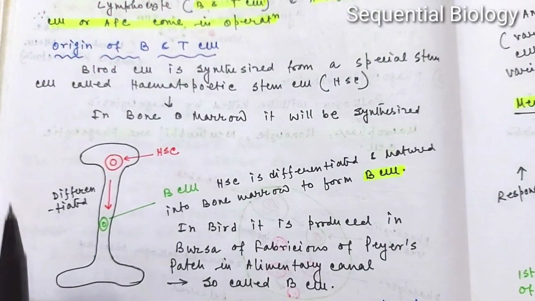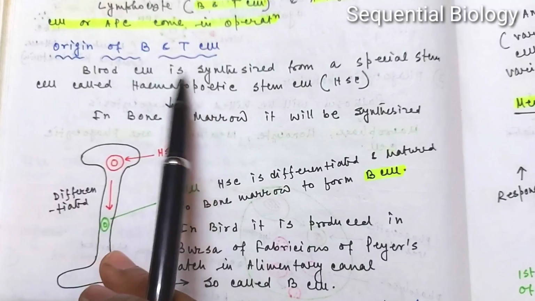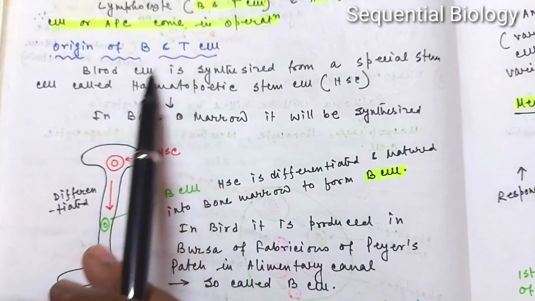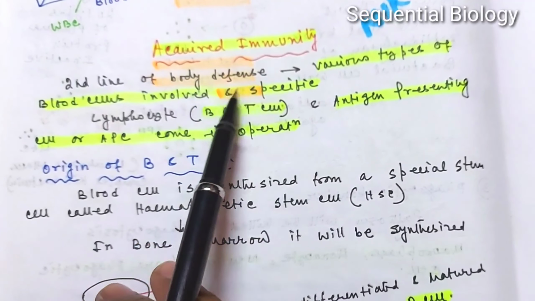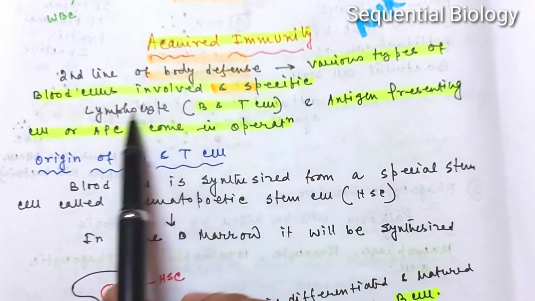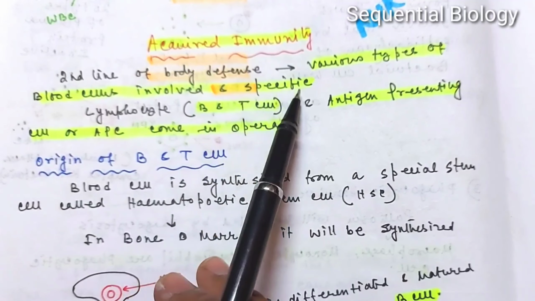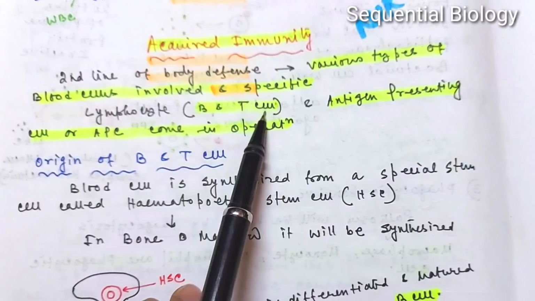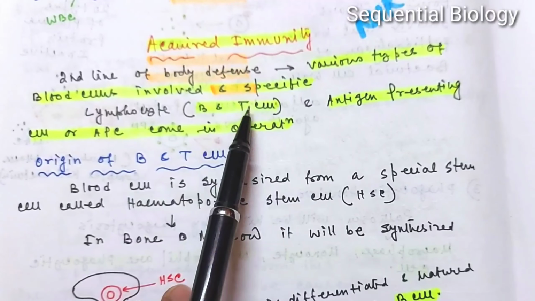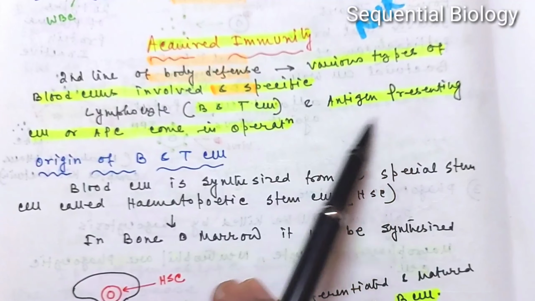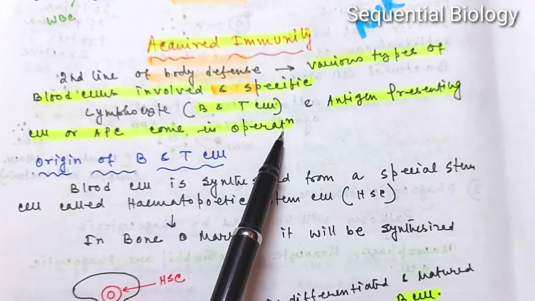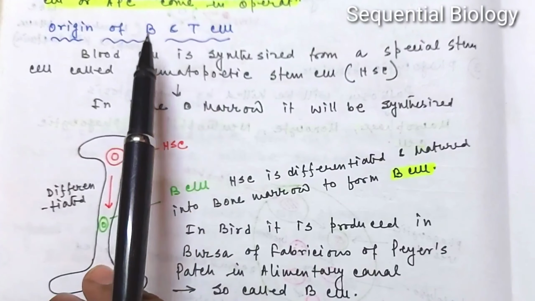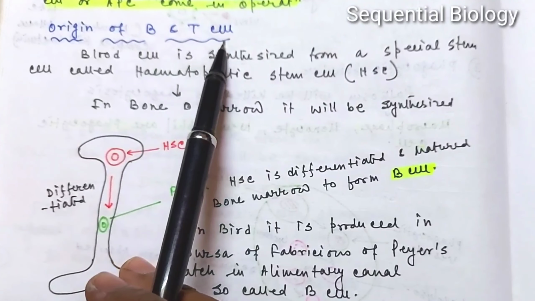Okay, then we have seen that the B cell and the T cell are the 2 most important cells, which are responsible for acquired immunity. Acquired immunity is the second line of body defense, various types of blood cells are involved, and this is specific for a specific type of pathogen. In these cases the B cell and T cell are involved, and the antigen presenting cells also come into operation. Okay, to understand acquired immunity we should know the origin of the B cell and the T cell.